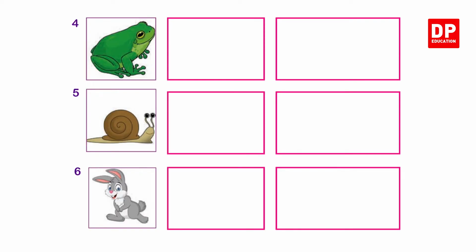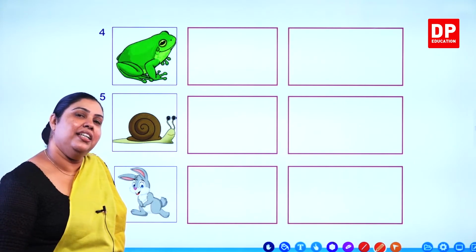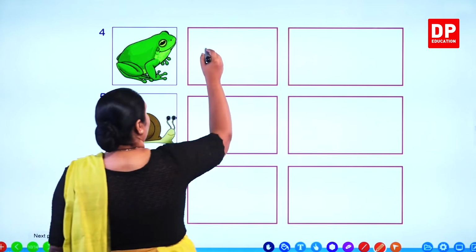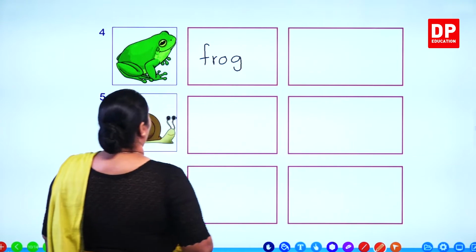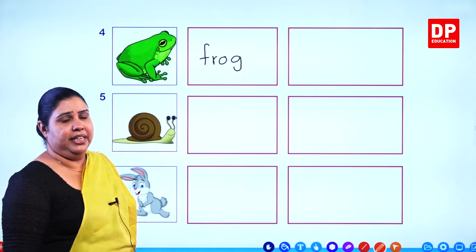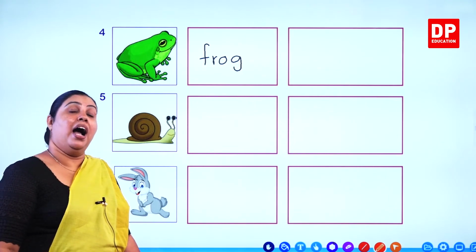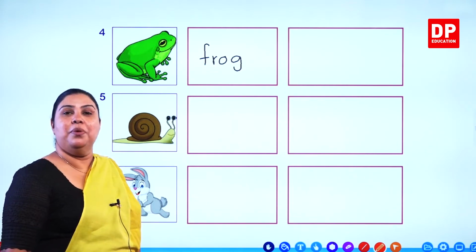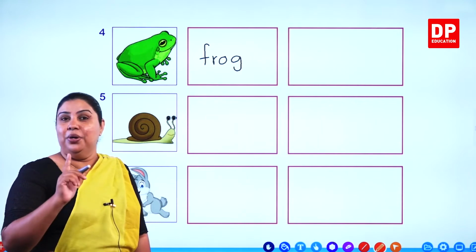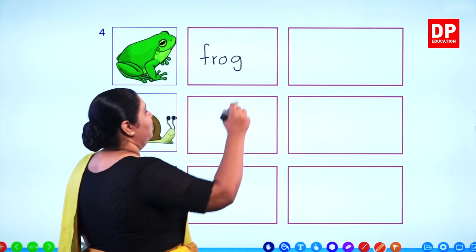Next, we have the frog. Number 4, we have the frog. How do we write the word frog? F-R-O-G. F-R-O-G, frog. Now can you remember the description? It has a green body. It can jump high. It lives in the pond. That is how our description went. Can you remember? Right? Okay, we are going to write that now.